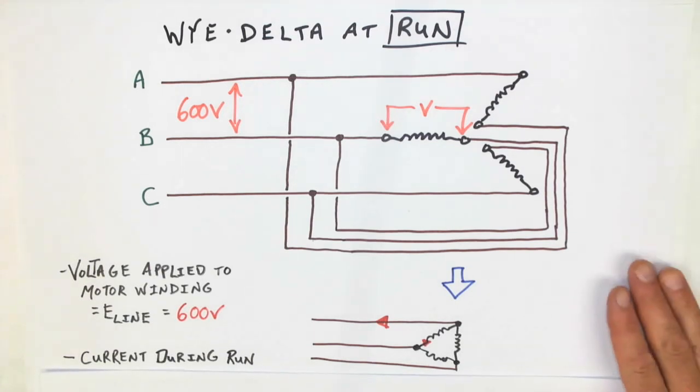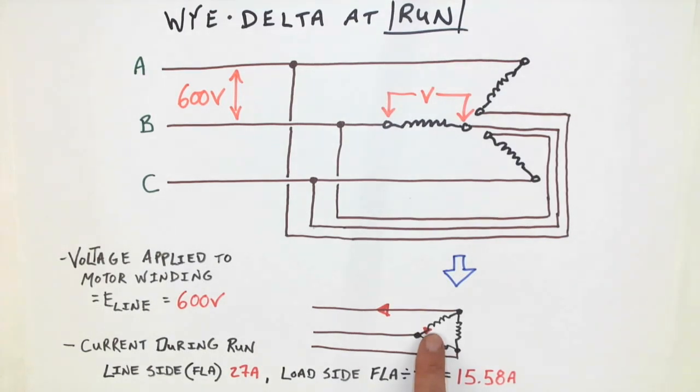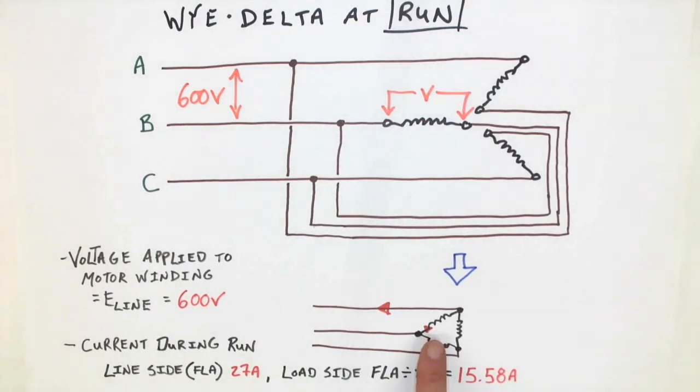The current during run is then going to be the line side value, 27 amps, whereas the load side value will be the FLA divided by root 3. And that's because when it's connected for run in delta, we would be seeing the phase current value, and we'll take a look at that starter as to where all of the conductors are located.